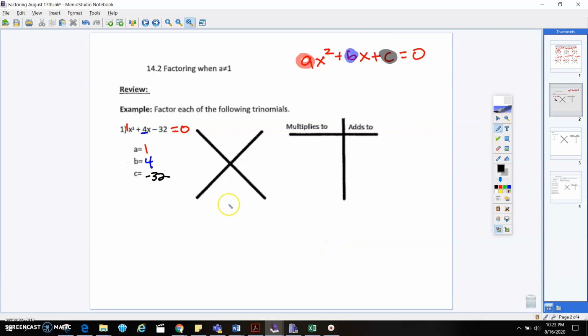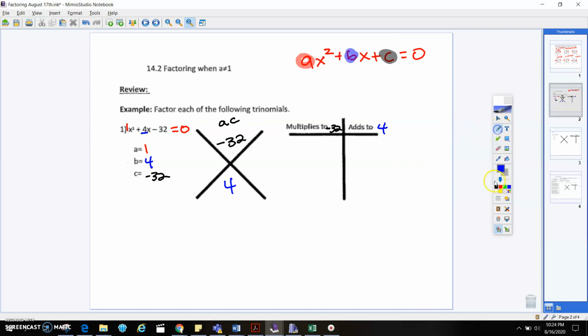Okay? So on this top portion, we're going to take our A times C. So 1 times negative 32, which is going to give me negative 32. So A times C is how we're going to get that. Okay? And then down here at the bottom, we're going to take our B term. Okay? And this is just like our activating strategy. So what two numbers can I multiply together to give me negative 32? But if I add that together, I'm going to get 4.